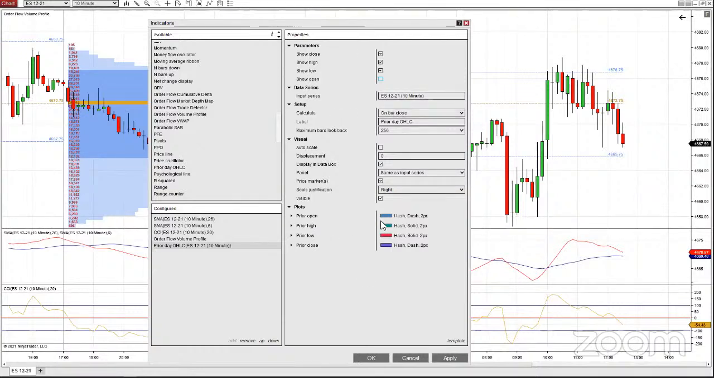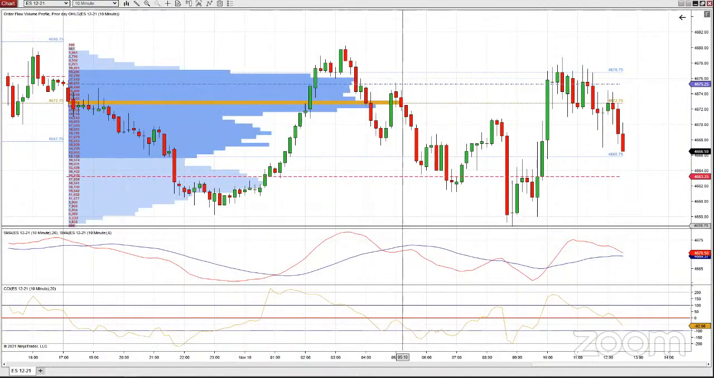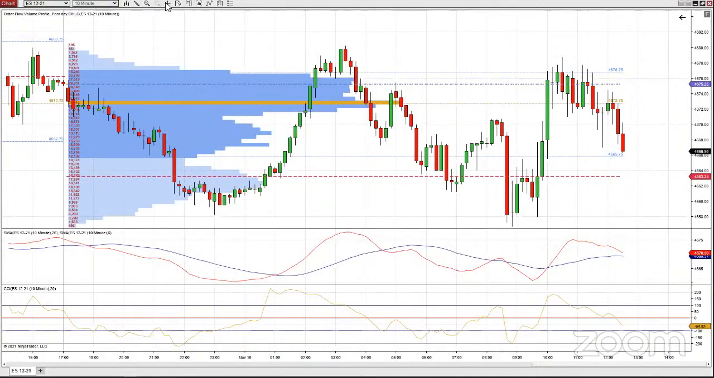And so the open will be, the high will be a green hashtag, the low will show a red hashtag, prior will show a purple hashtag. The prior close will show a purple hashtag. I'm going to hit apply and OK. And you can see it on the chart here, right? It's painted it on the chart.